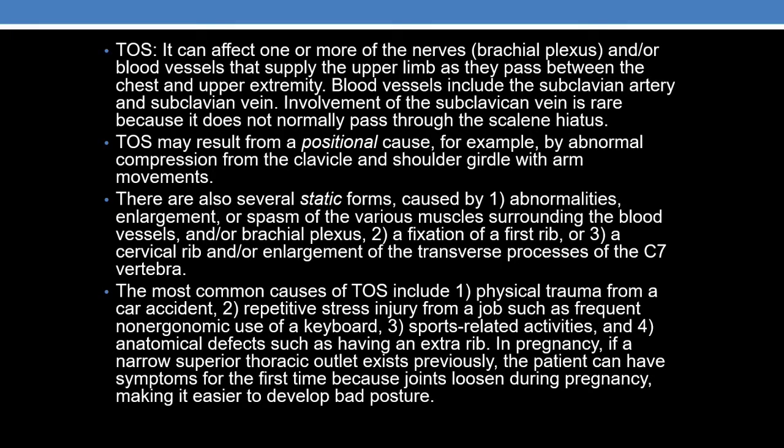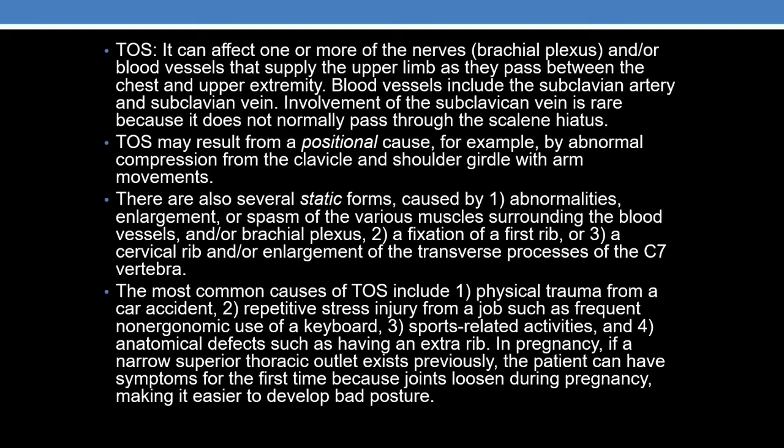Now, thoracic outlet syndrome can affect one or more of the nerves of the brachial plexus and/or blood vessels that supply the upper limb as they pass between the chest and the upper extremity. The blood vessels include the subclavian artery and the subclavian vein. However, involvement of the subclavian vein is rare because it does not normally pass through the scalene hiatus.